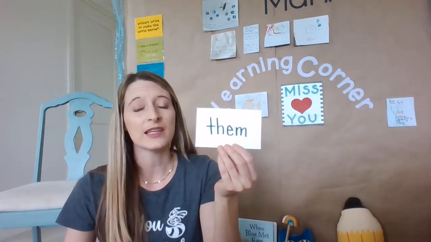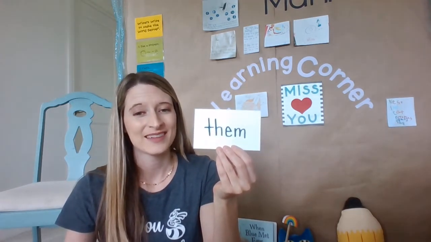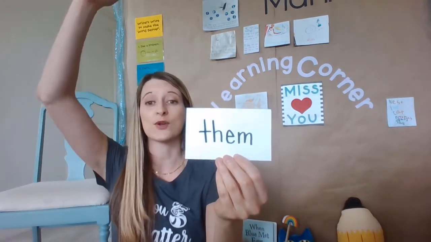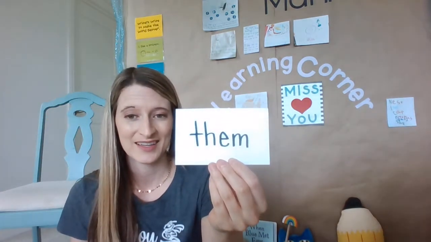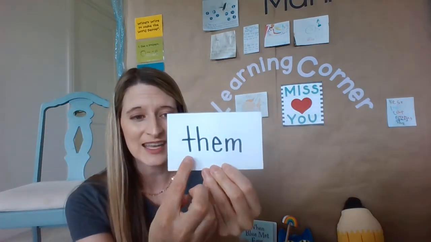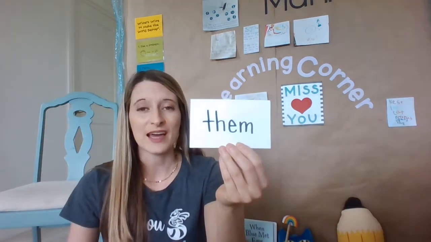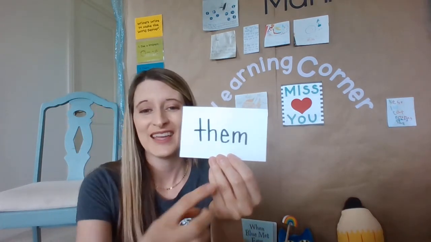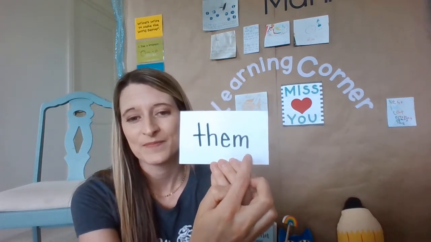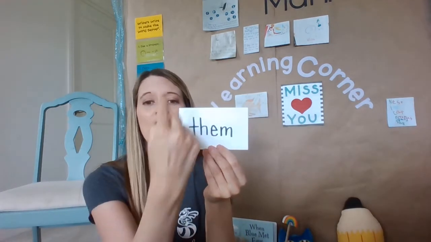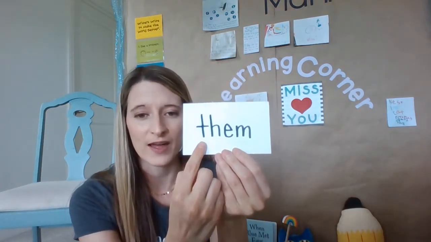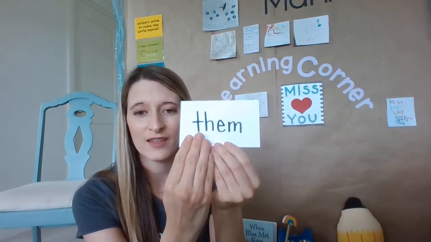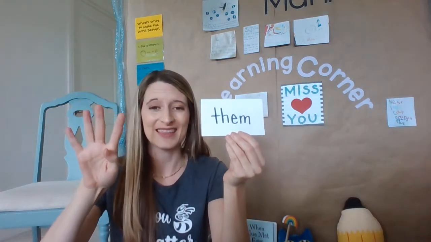Let's study the word a little bit more carefully today. If you look at the word closely, how many letters do you see that are tall? 2, the T and the H. How many letters do you see that are short? Also 2, the E and the M. How many letters do you see all together? 1, 2, 3, 4. There are 4 letters in this word them.